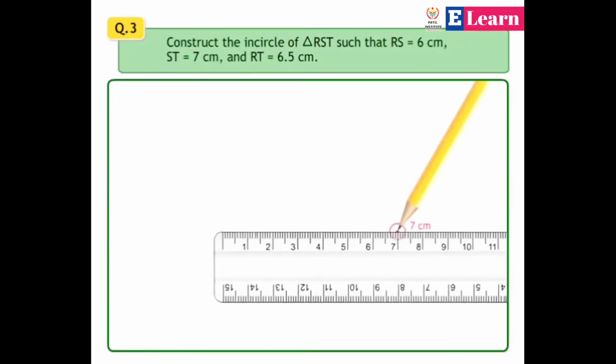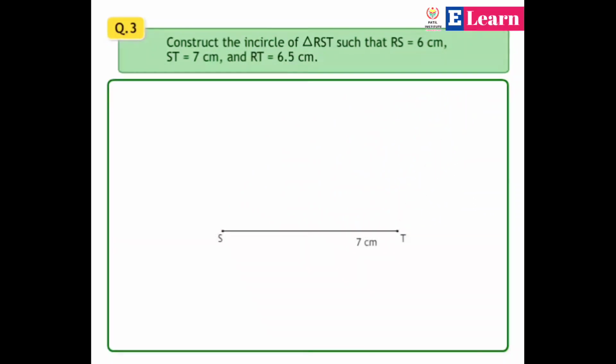Solution. First, draw segment ST of length 7 centimeters. Now, draw an arc from point T of length 6.5 centimeters. Now, again draw an arc from point S of length 6 centimeters and mark that point as R. Join RS. Also draw segment RT. You get the required triangle RST.